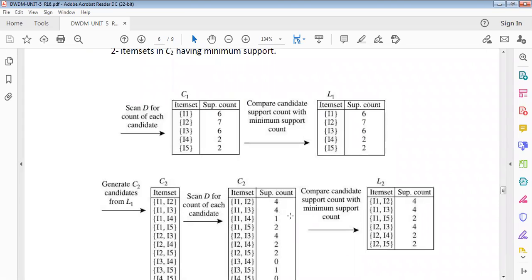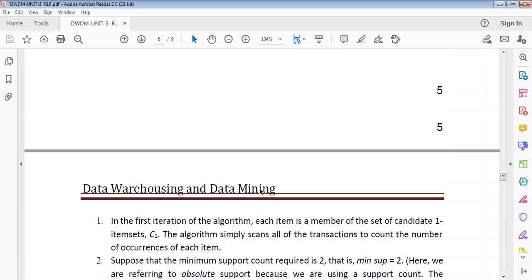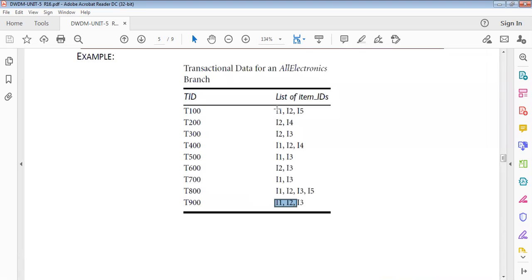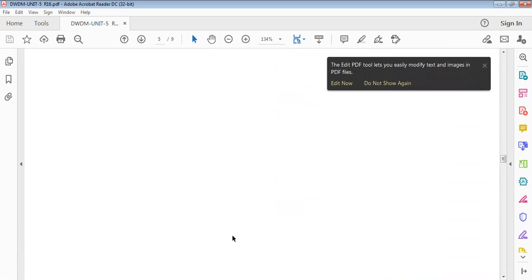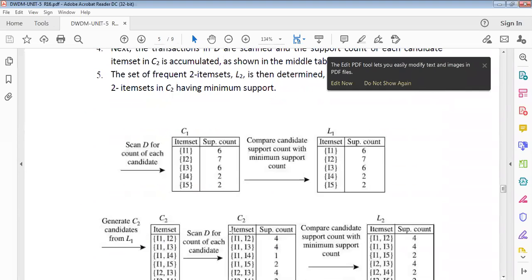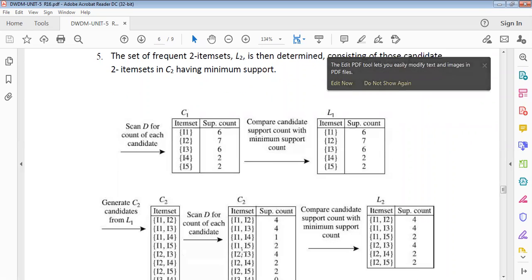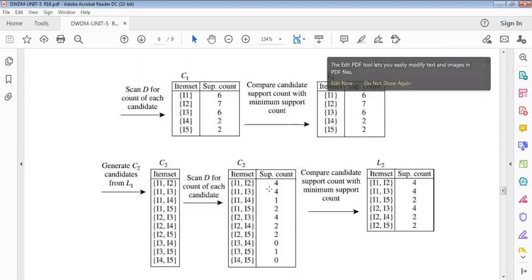In a similar way, I1 and I3. We have to find out I1 and I3. Here I1 and I3, I1 and I3, I1 and I3, I1 and I3. So in total, 4 times they are purchased together. This is how you have to represent the support counts, like I1 and I2. You can get the support counts like this.